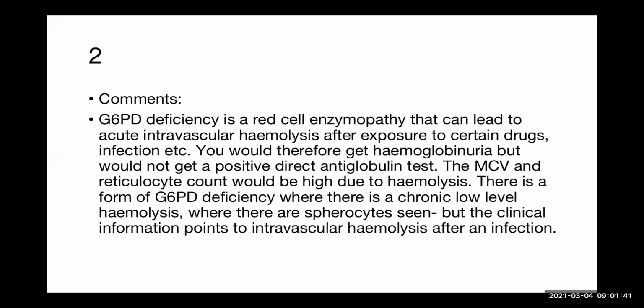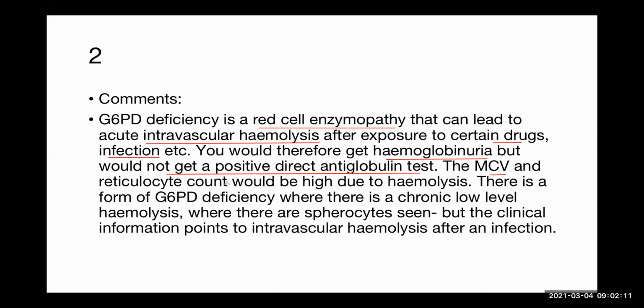So G6PD deficiency is a red cell enzymopathy. Okay, this is an enzyme which is present in the RBC that can lead to acute intravascular hemolysis after exposure to certain drugs, infection, and certain food. You would therefore get hemoglobinuria, but would not get a positive direct antiglobulin test. That is only positive in autoimmune hemolytic anemia.